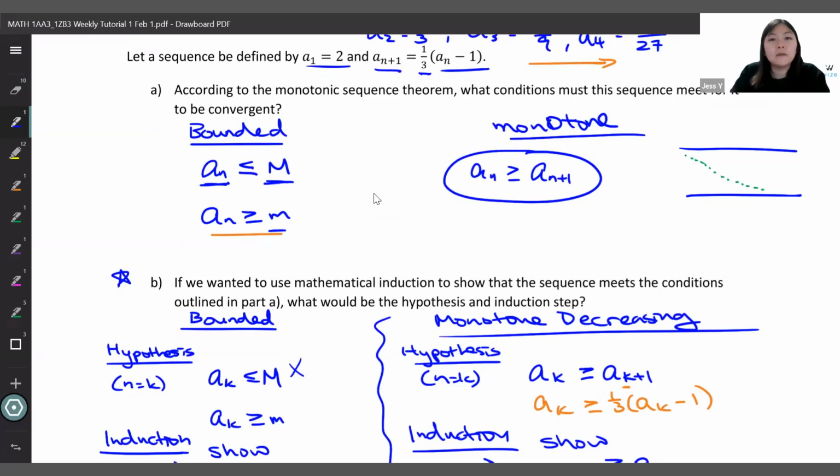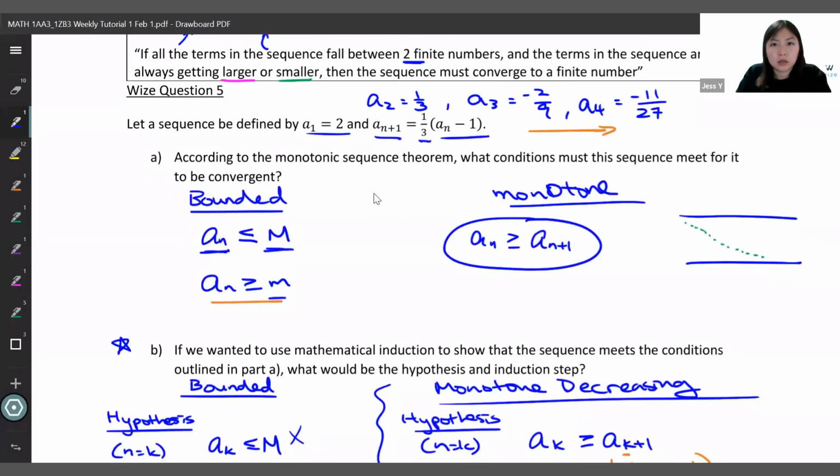The monotonic condition, well, if you look at your terms here, I actually wrote up the first few. a1 is 2, a2 is a third times a n minus 1, a3, you sub a2 into here, you're going to get negative 2 over 9. You plug in negative 2 over 9, you're going to get the next term, which is negative 11 over 27, and so on. So the numbers are getting smaller and smaller. The condition for it to be monotonic, we need to show that it's monotonically decreasing, so each term is getting smaller and smaller. So a n plus one is less than or equal to a n.